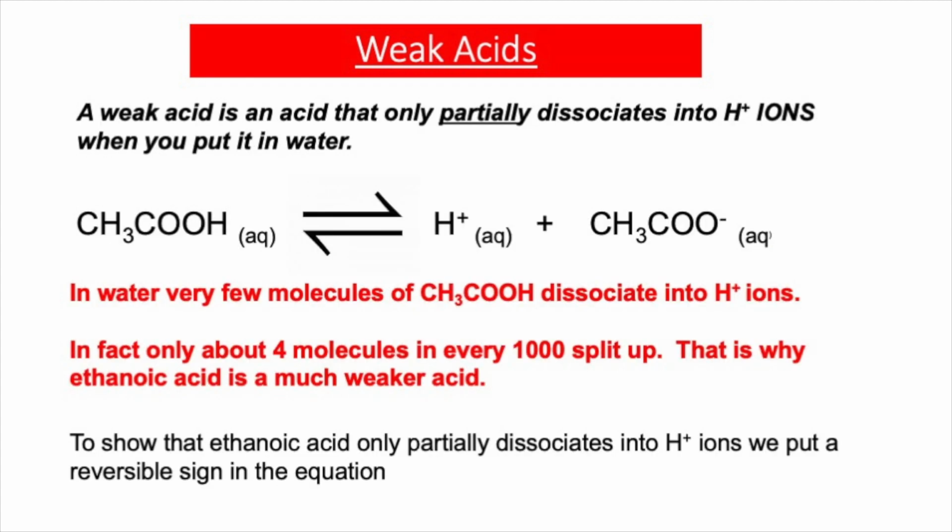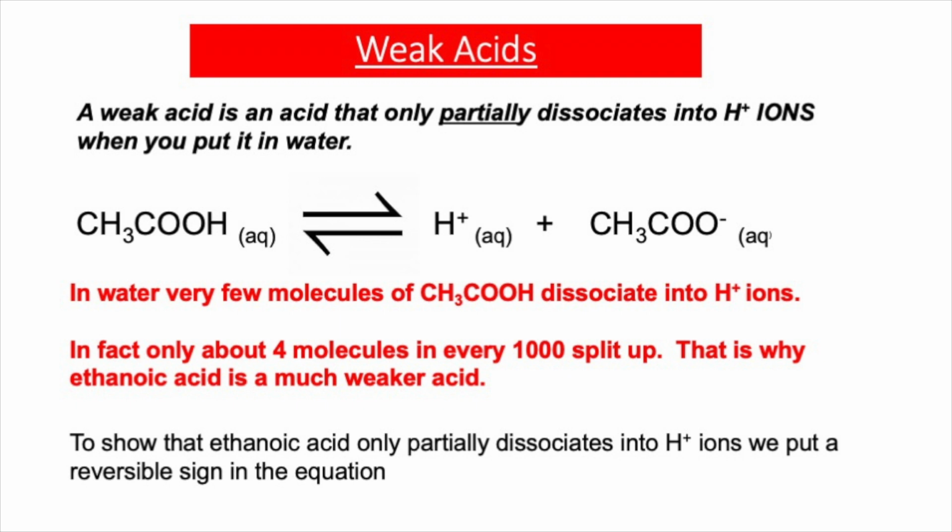Now a weak acid is a substance that only partially splits up into H+ ions when you put it in water. So I've drawn ethanoic acid here, CH3COOH, and the aqueous sign, (aq), denotes that this is placed in water, and it splits up into H+ ions and ethanoate ions, CH3COO-. And you'll notice that I put a reversible sign, because when ethanoic acid splits up into H+ ions and ethanoate ions, the ethanoate ions and the H+ ions can rejoin and form ethanoic acid.